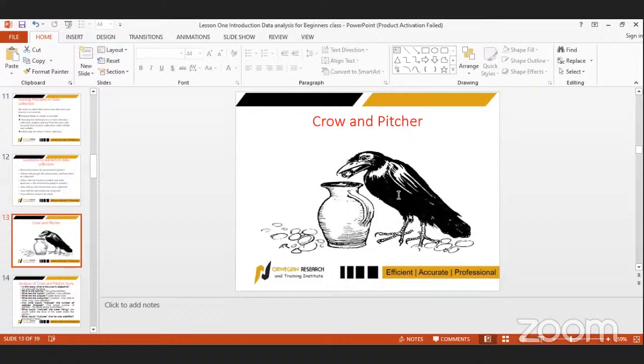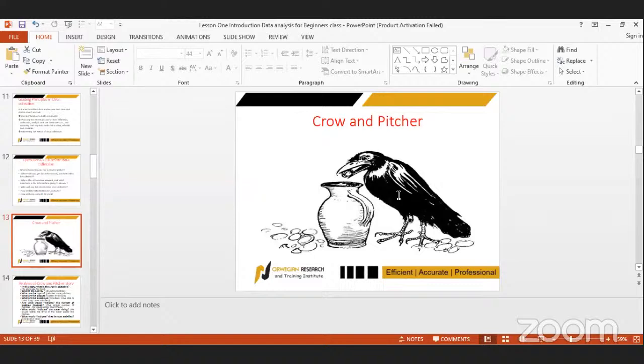So I have a story here that I want to present for you so that you can appreciate the concept of where I collect my data. Okay, so now this is a story of a crow. A story is being told about the crow and the pitcher. This is a common story that most of you perhaps have already come across. So many of you know the story of the crow and the pitcher.